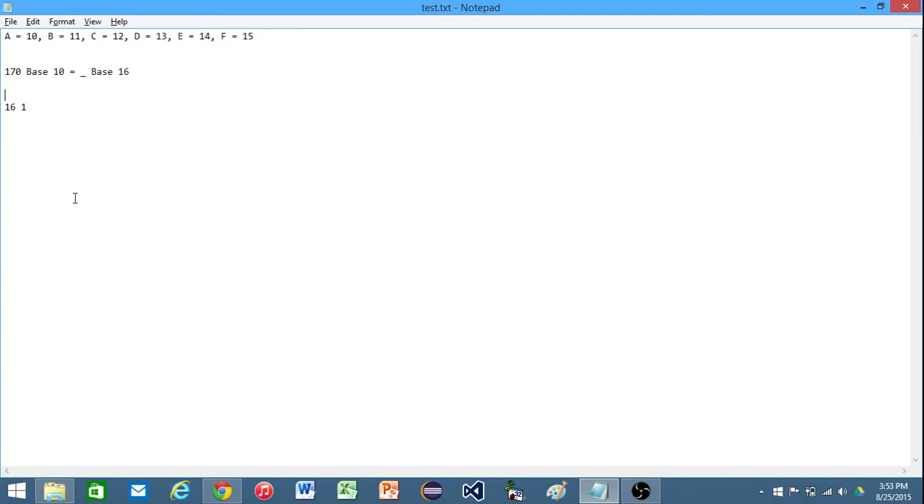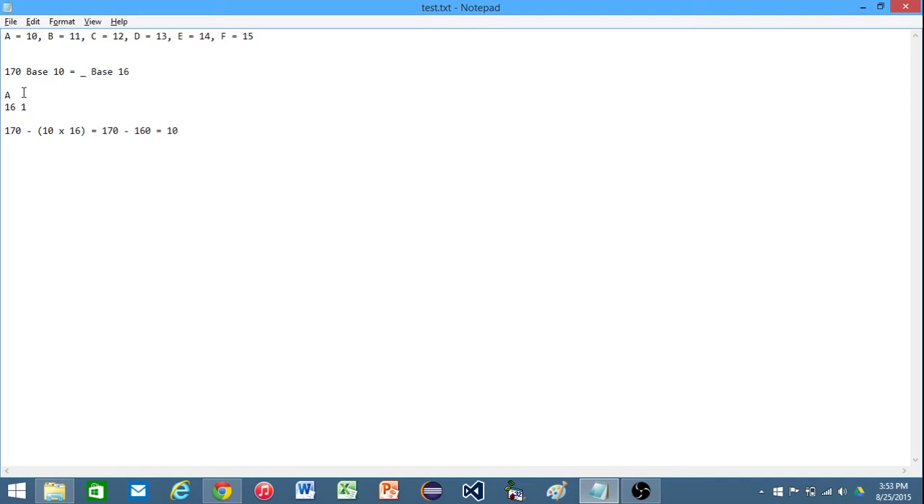10 16s would give us 160. 11 16s would give us 176. So it looks like the maximum number of 16s that we can pull out of 170 is 10. But remember, I can't just put 10 here, we have to use the letters. So I'm going to put A in the 16s place. We can come down here and do our subtraction problem. It'll be 170 minus the quantity 10 times 16, which we can simplify to 170 minus 160, and that will give us 10 left over.